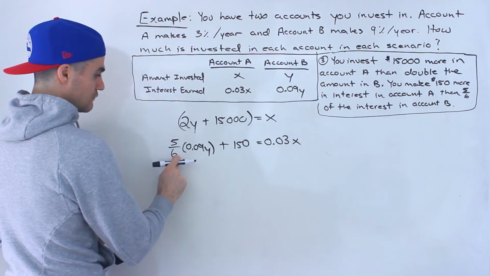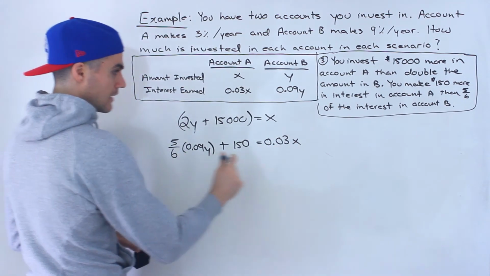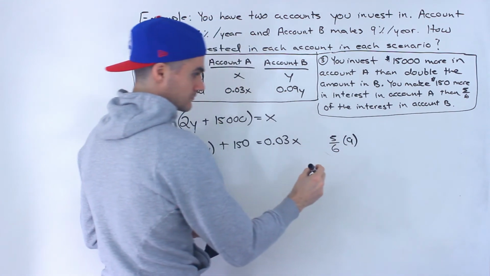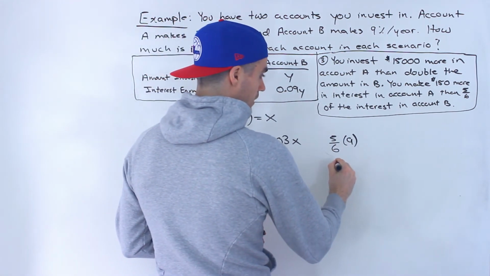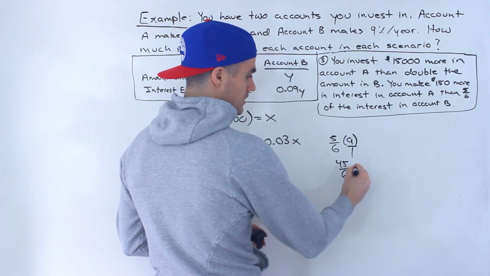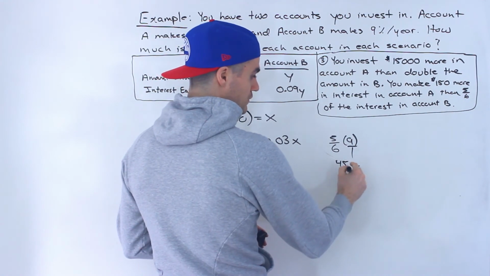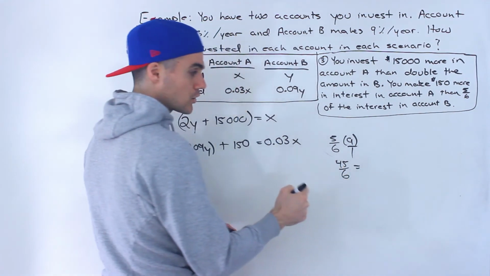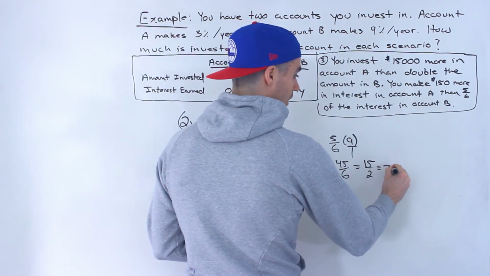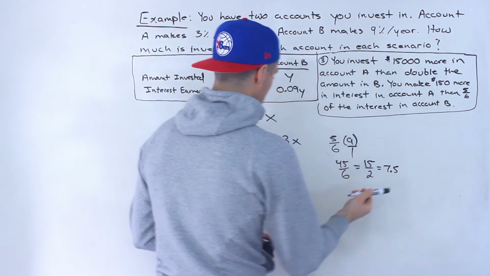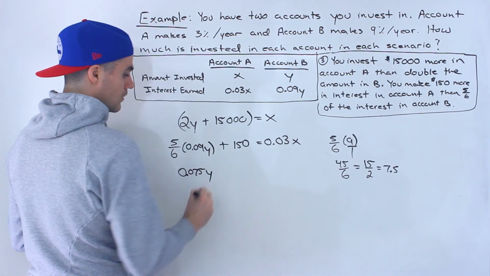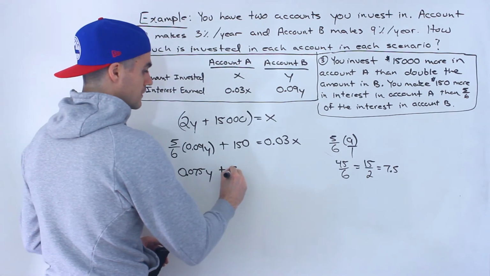So we would have 5/6 times 0.09y. Now 5/6, instead of 0.09, let's just put 9 here. Notice that this would end up being what? 45/6, which would simplify to, we could divide both the numerator and the denominator by 3. So we would end up with 15/2, which would give us 7.5. Right, so it goes from 9 to 7.5. So 5/6 times 0.09 gives us 0.075y, like that. Then we got the 150.